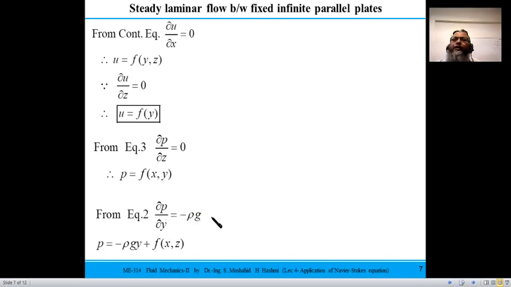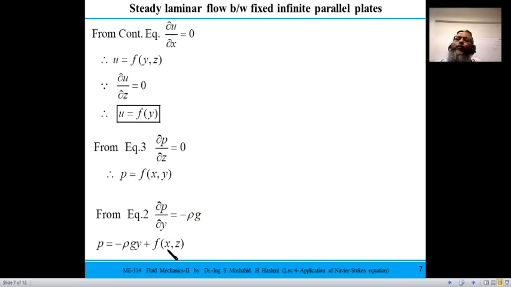If you integrate this expression, the change in pressure, integrating dp, gives p, and since rho g is constant, because rho is constant, its integral would be y plus some constant of integration. Since the pressure is varying with y, the constant of integration would be some function of x and z, because we already know the pressure is no more changing with z, but the pressure is changing with respect to y.